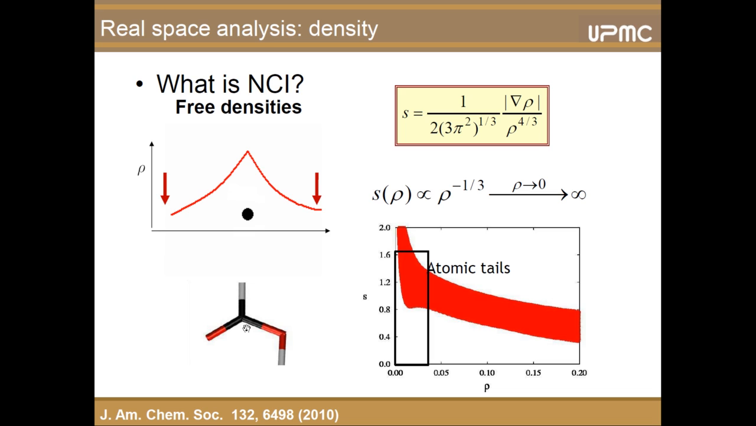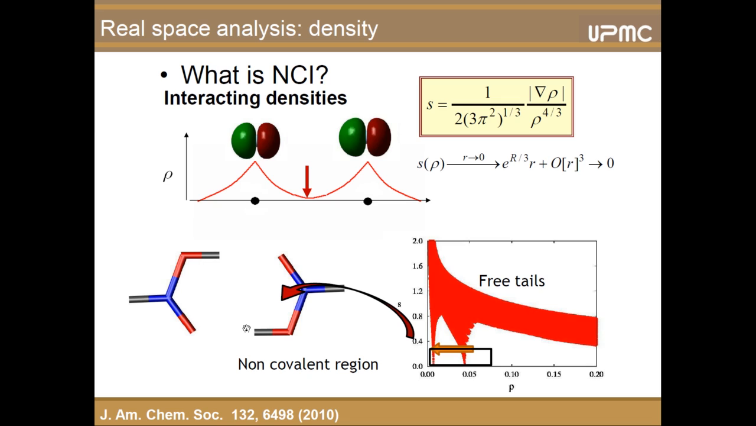That was the example of the formic acid monomer. Now, if we have a non-covalent interaction region, like in the dimer, at some point we will have a density saddle point here, which makes the reduced density gradient, instead of going to infinity, go to zero. In other words, we have the behavior we had before, and on top of it, we have these peaks appearing, which are related to the non-covalent interactions in the system. So it's very easy to identify when we have non-covalent interactions through this method.